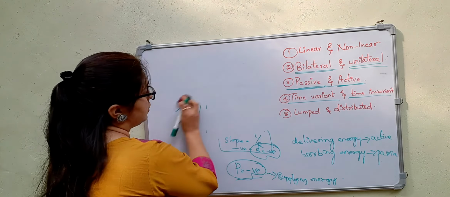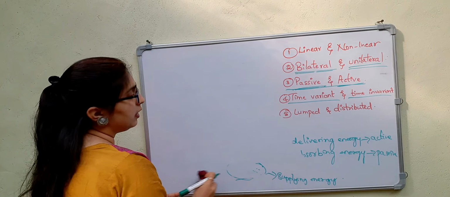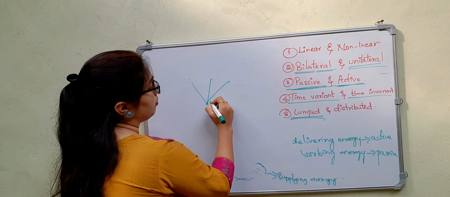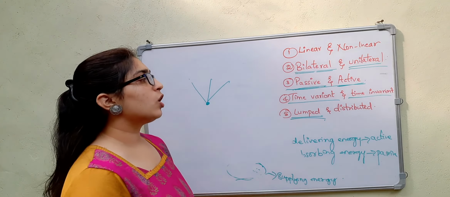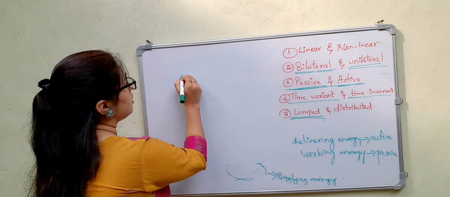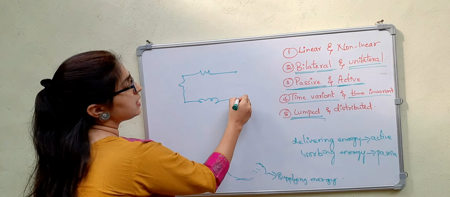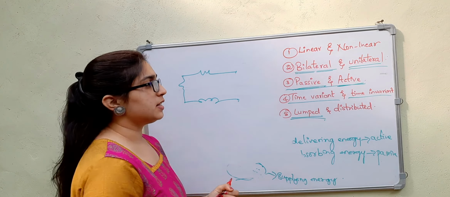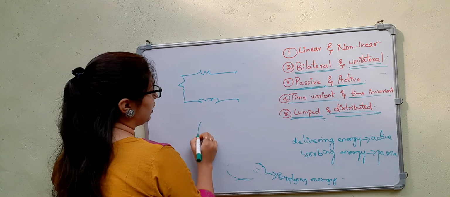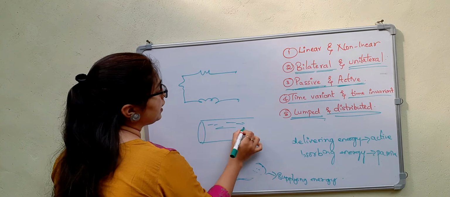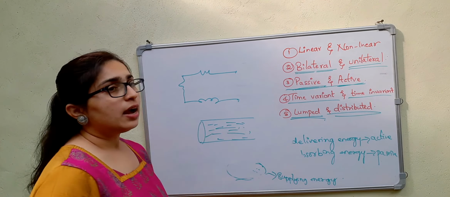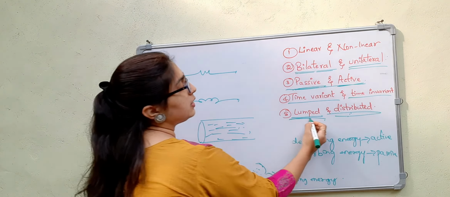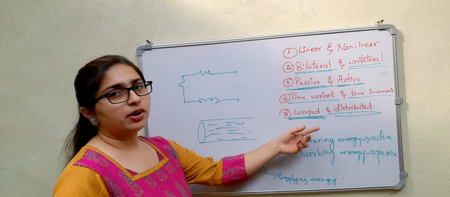Next is lumped and distributed elements. Lumped means all the elements are concentrated at a particular point. So here I can consider this one only, and I can call this lumped. These are physically separable, I can separate the elements, right? But in a distributed network, like if I have a conductor, everywhere the elements are distributed and they are not physically separable. That is the case for distributed elements. But in the lumped network these are physically separable.